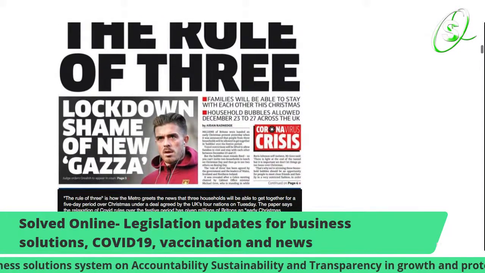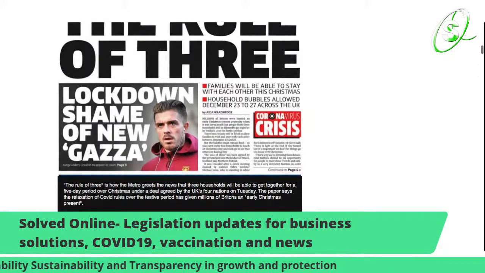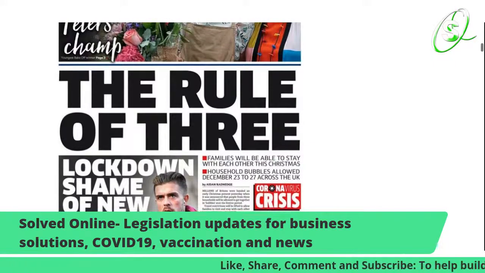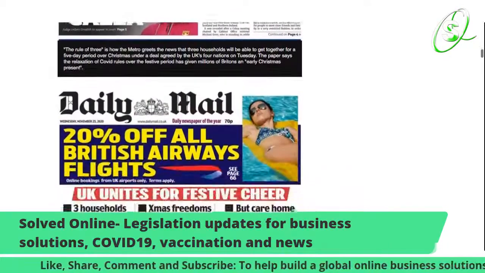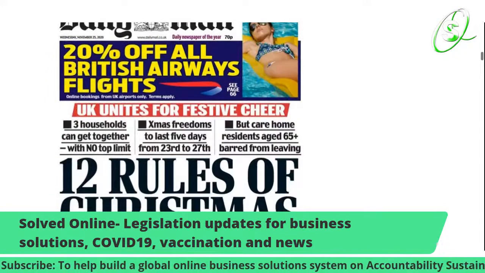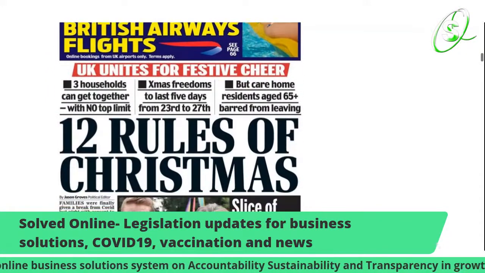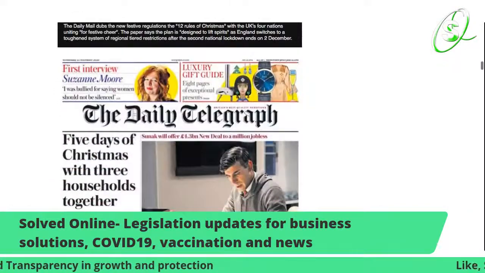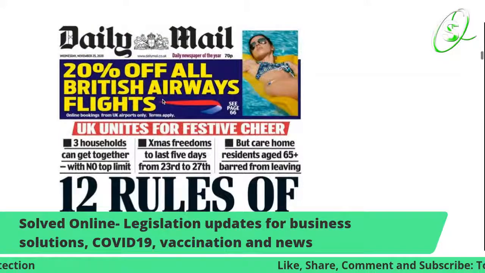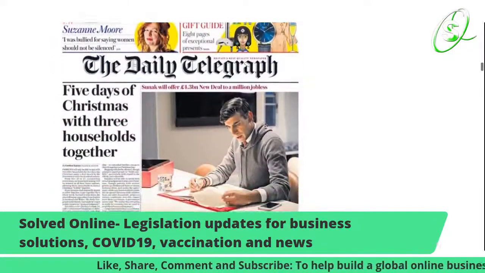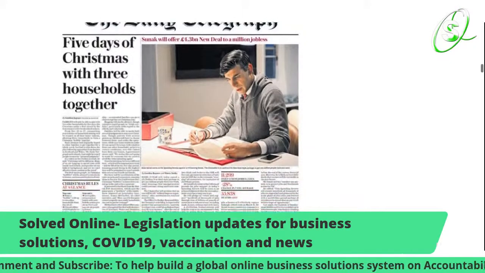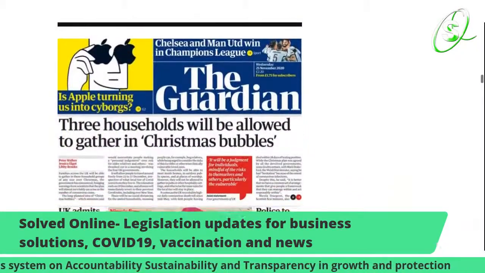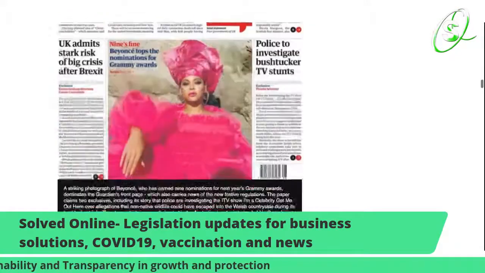Again, those families will be able to stay with each other this Christmas. That is just a form of control. They predicted three families now, so they're just changing all the rules. That's what I see. Daily Mail shows UK unites for festive cheer, and again the 12 rules of Christmas, and they're just giving you all of the same thing. The Daily Telegraph: 5 days of Christmas with three households together. And the Guardian: three households will be able to get together in Christmas bubbles.